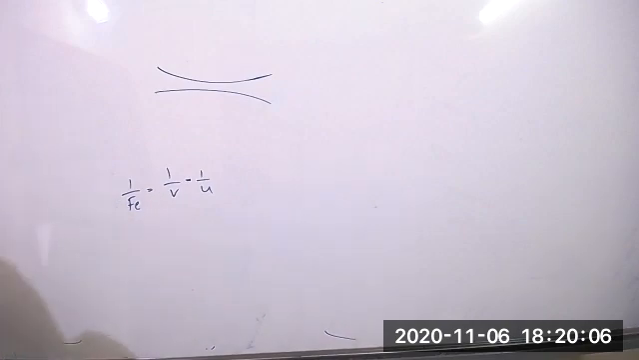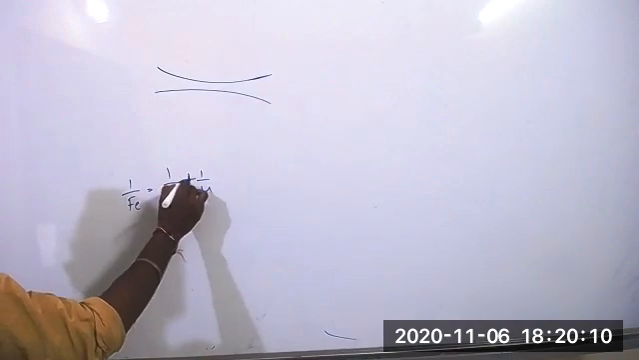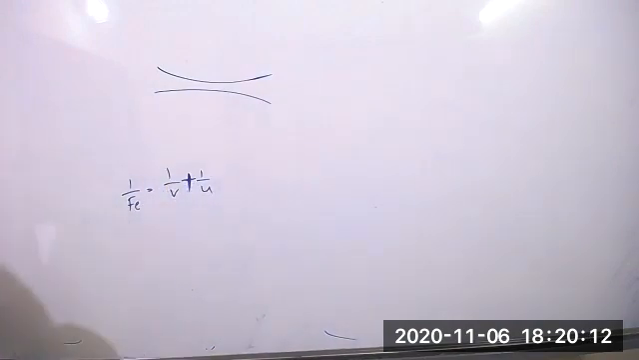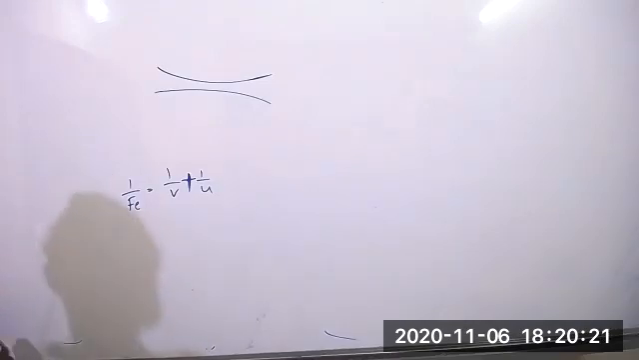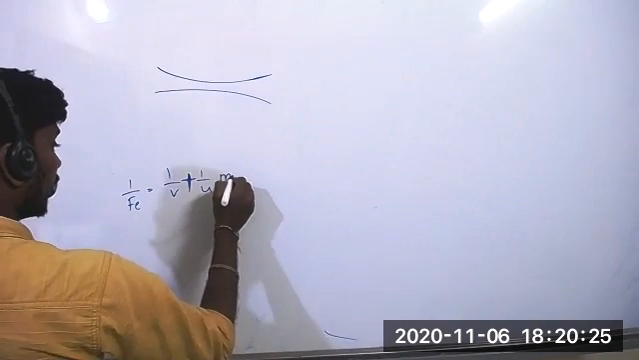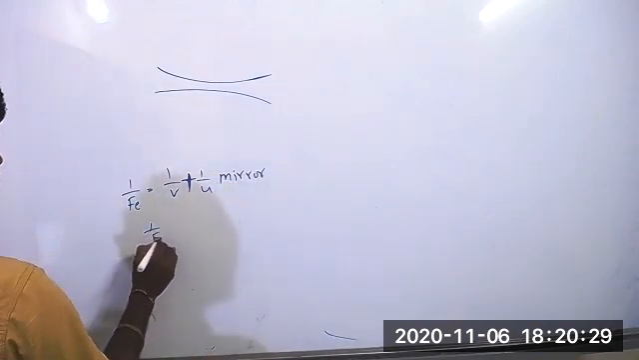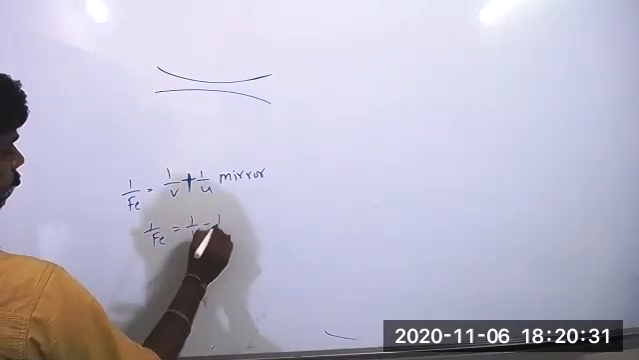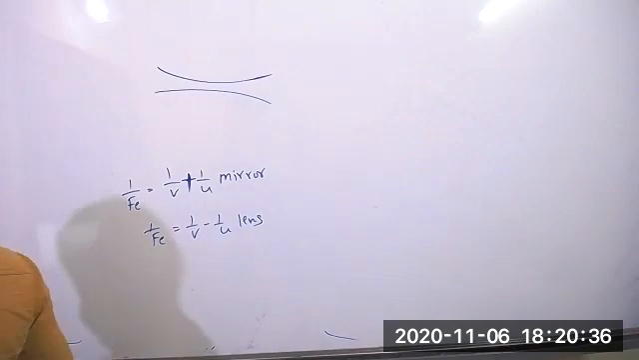Sir, for lens, it is minus, right? Lens it is minus, ma. Mirror is positive. Mirror is positive, ma. Lens is negative. Mirror it is positive. Lens is negative. There I think you did a mistake.